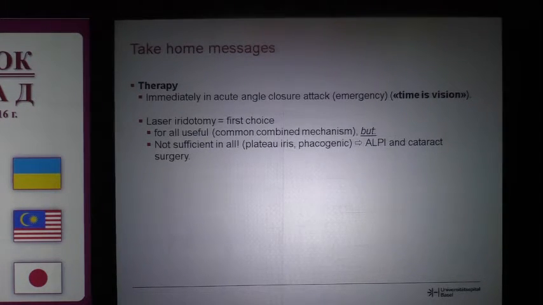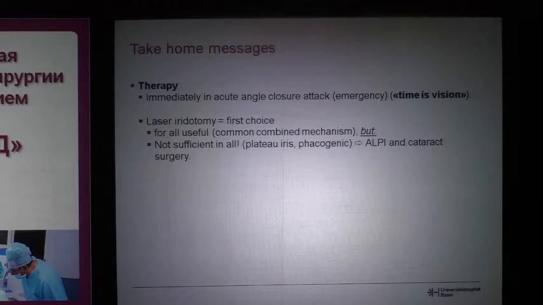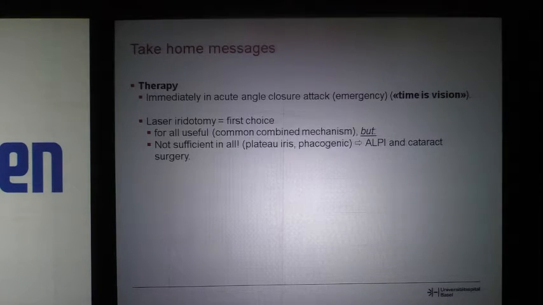Treatment immediately, of course, in any acute angle closure attack. Time is vision. Laser iridotomy is the first choice. It is useful for all, but not sufficient in all. So either we can do iridoplasty, or what we actually do more commonly than iridoplasty is go straight to cataract surgery.